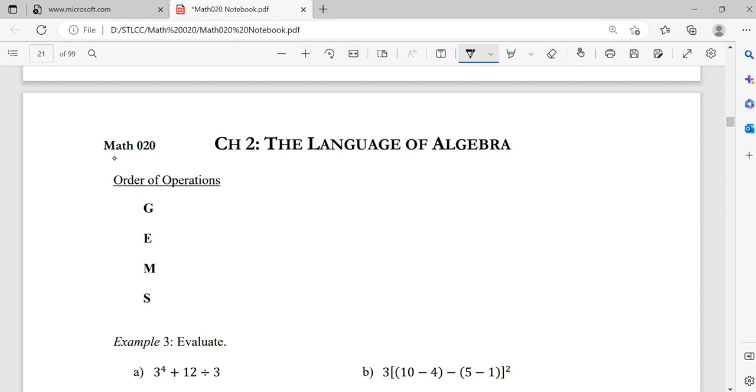GEMS stands for order of operations. So we're going to start with grouping symbols. So it's any kind of parentheses, square brackets, absolute value. Sometimes the grouping symbols are square roots, but that is beyond the scope of this class. Okay, so any kind of parentheses. The next one is exponents. Then M stands for multiplication or division.